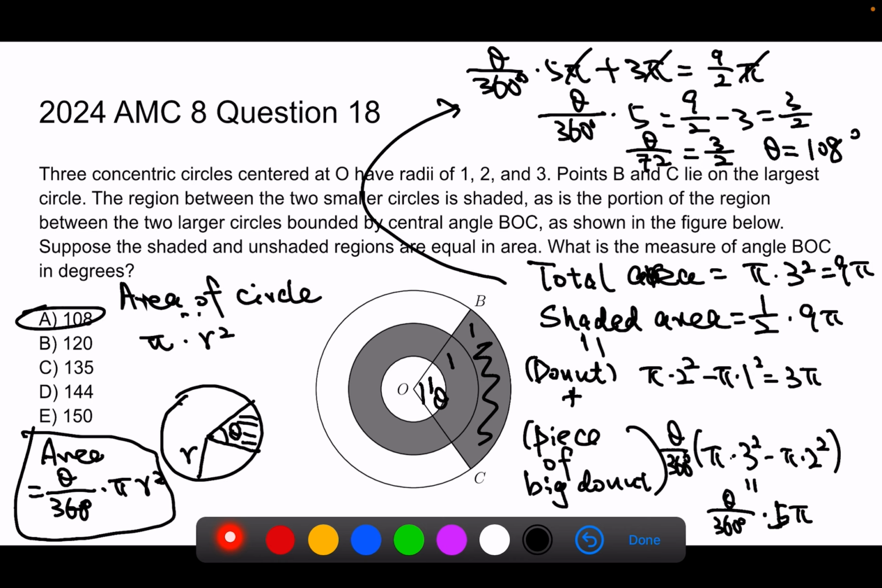I would say two key things here. The first one is the area of a circle and area of a portion of a circle. The second one is actually an easy to miss point. When you try to find the area of a donut, remember it's pi times the big circle's radius squared, minus pi times the small circle's radius squared.